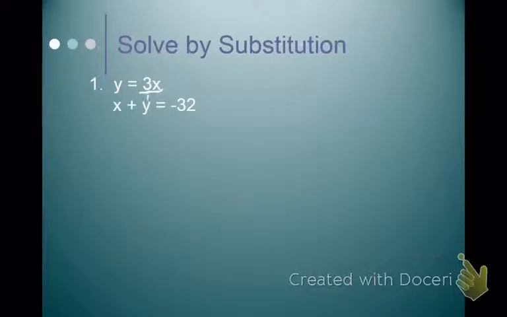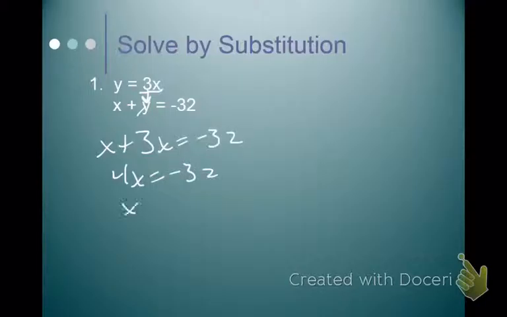That means that anywhere I see a y, I can plug in this 3x. Say, for example, right here. So I'm going to literally take this y out and put a 3x in its place. Right? x plus 3x is 4x. Now we're just solving like it's a normal equation. Divide by 4 and x equals negative 8.